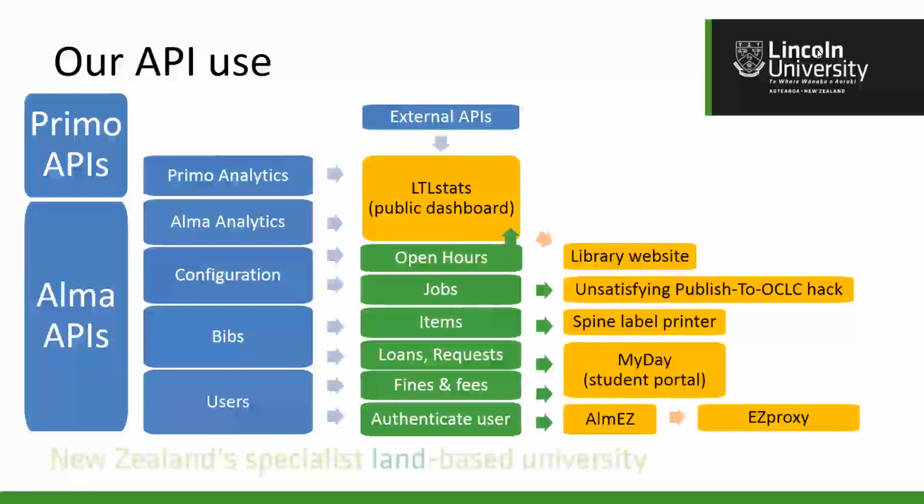We also use the jobs method to run some scheduled tasks. The Bibs API, we use the items methods to print spine labels using Spine-O-Matic, which is great software I could never have written myself. MyDay is a student portal that was driven by the students, and ITS did the bulk of it, and the library was only brought on very much at the periphery. So I believe it uses the loans and requests method from the Bibs API, but it definitely uses the fines and fees method from the users API.